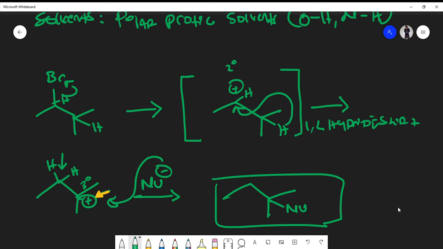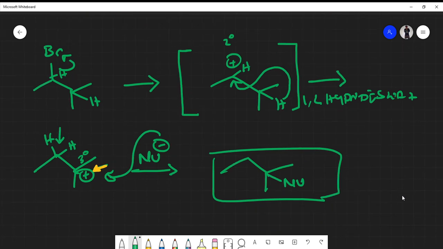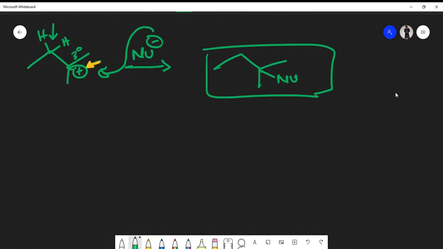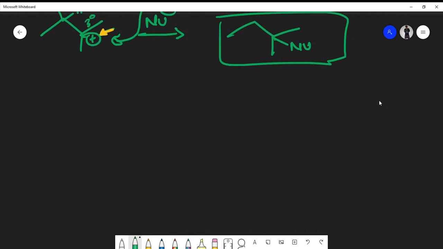Now this does not always happen. If you can do a 1,2 hydride shift, it's beneficial in that I'm going to move to a more stable carbocation. Let's look at one more. What if you're given this molecule? And this is going to undergo Sn1 chemistry. Well, the first thing that happens is a slow step. So the iodine is going to leave.